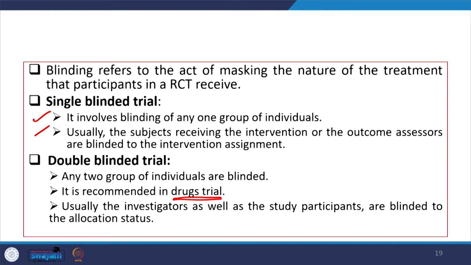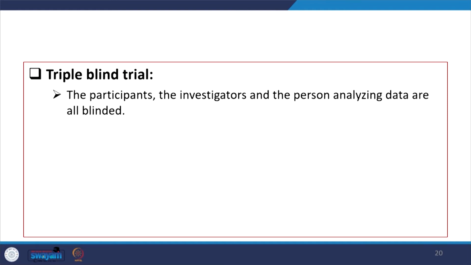Who has been allocated, nobody knows. There are triple blinded trials as well. The participants, the investigators and the person analyzing the data are all blinded. It is not only about the participants, it is the investigator also. Whoever is analyzing the data also does not know what is actually being run.